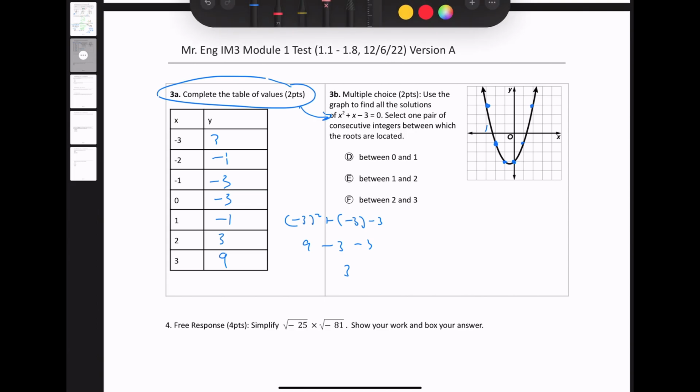Multiple choice, use the graph to find all the solutions. So the solutions are going to be where it crosses the x-axis, okay? Well, those are these green points here, the best to my ability.